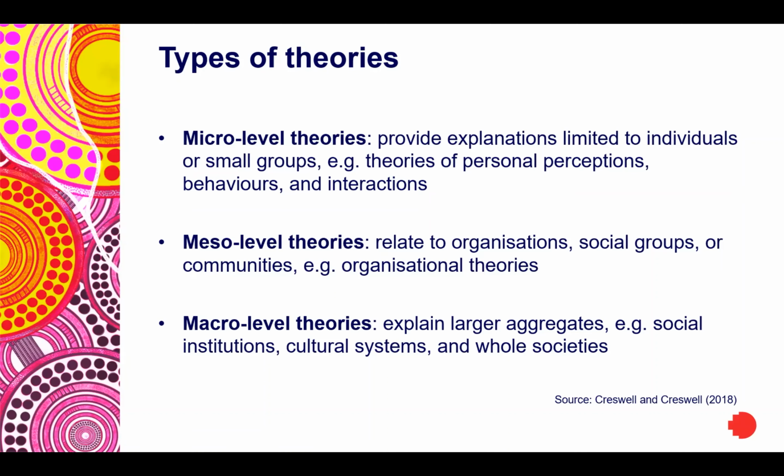The second type of theory is called meso-level theories, linking the micro-level and macro-level theories. This type of theories is related to organizations, social groups, or communities. For example, when we study an organization, we use a lot of organizational theories to explain the organizational behavior. The third type of theory is called macro-level theories, which help to explain larger aggregates. For example, explain what's happening in the social institutions, culture systems, or even the whole society.